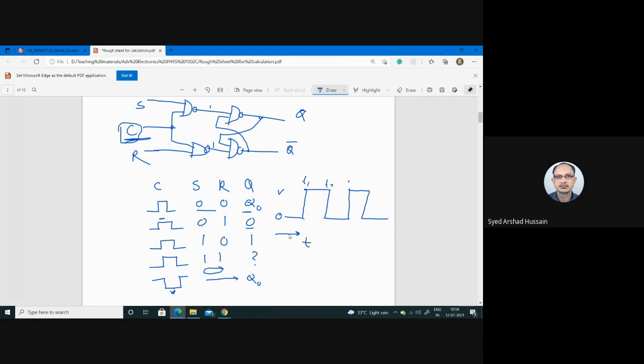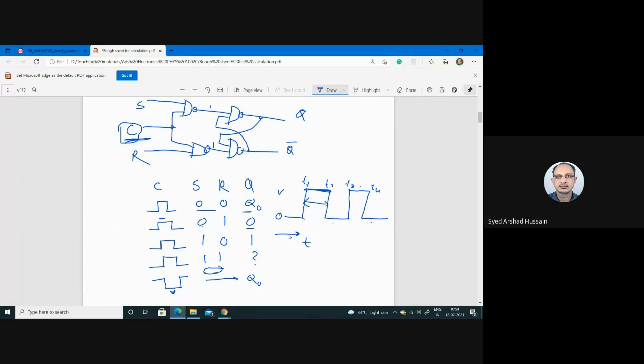So here we can say that from T1 to T2 the system is in high state. From T2 to T3 it is in low state. Here again high state, here again low state. It's like that. So how long you want to have your circuit in low state or high state in the input, by changing the width of the pulse you can design.